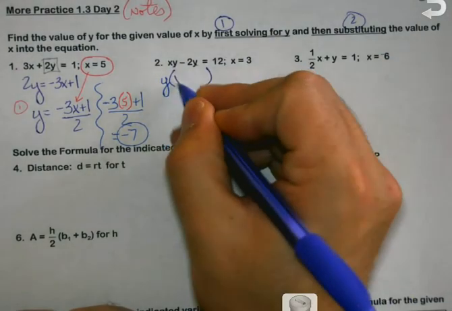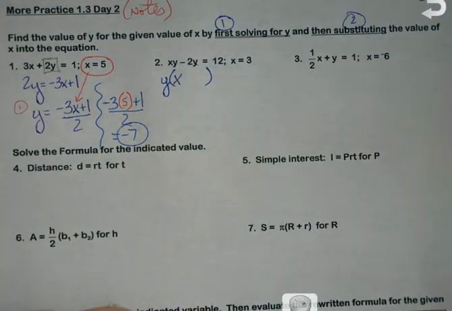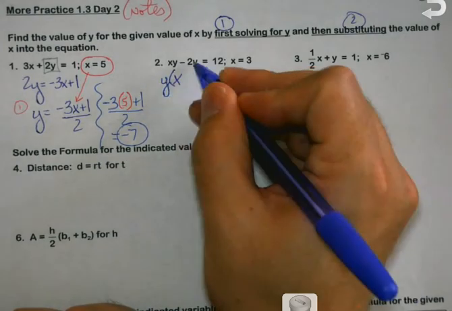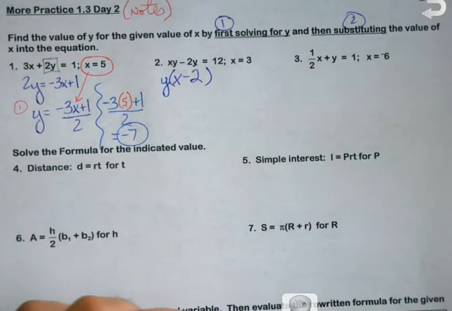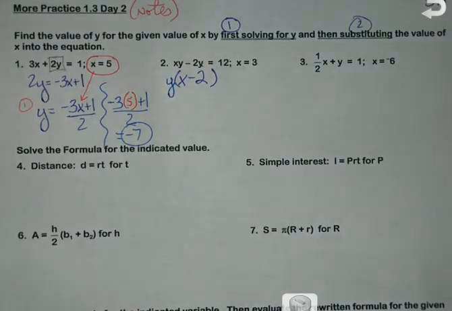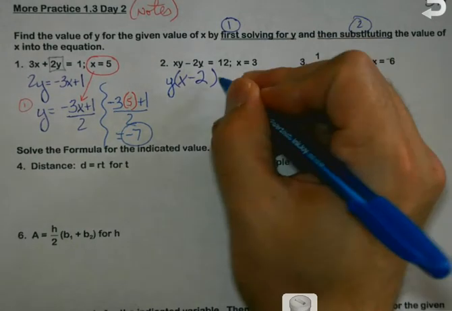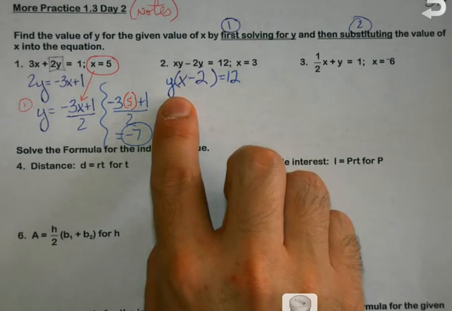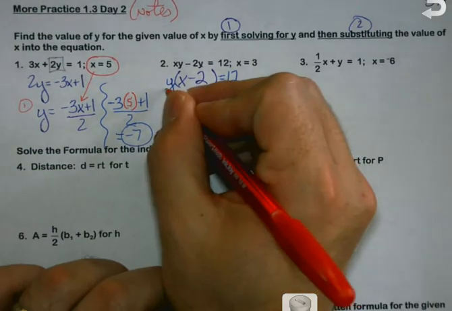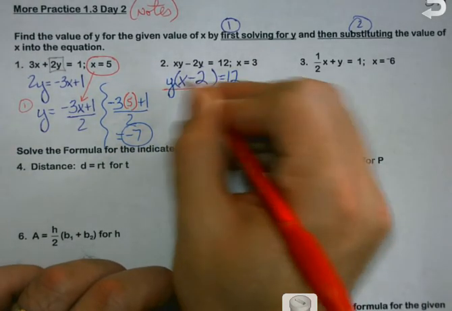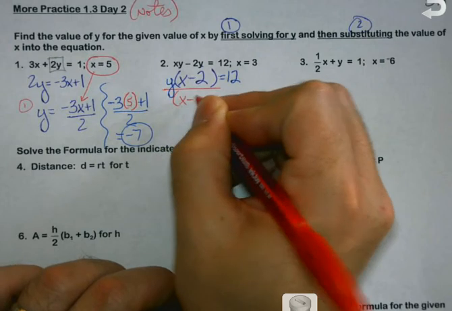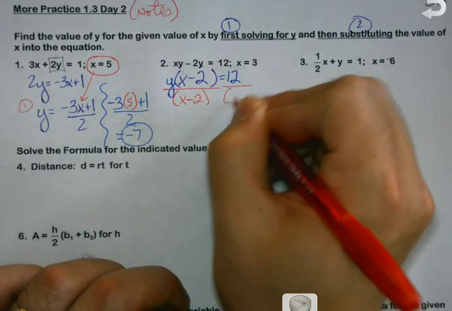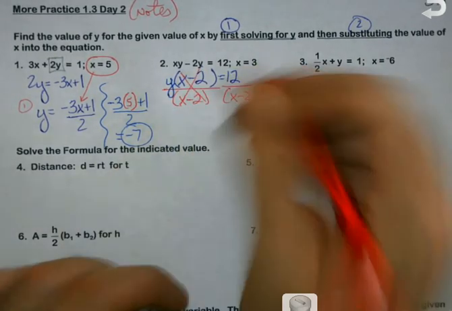Y times x is xy. Y times negative 2 is negative 2y. Exactly the same value still. It's just now I only have one y, which is nice because since I'm solving for y and I'm multiplying by this quantity, x minus 2, now all I have to do is divide by it.